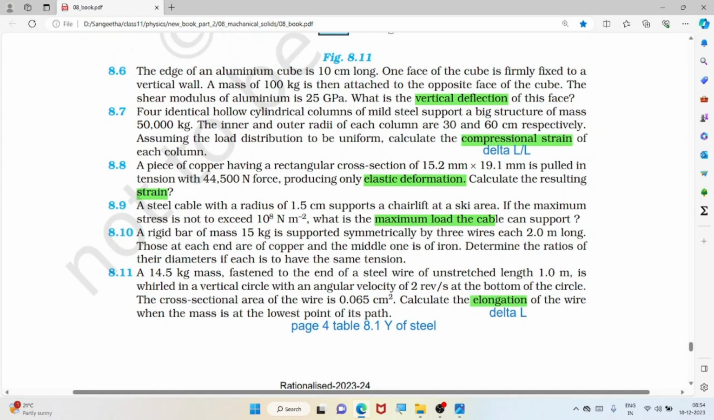Four identical hollow cylindrical columns of steel support a large mass. There are four pillars. The inner and outer radius are 30 and 60 centimeter. Assume the load distribution to be uniform. Calculate the compression strain, delta L by L. Okay, compression strain delta L by L we have to find out.